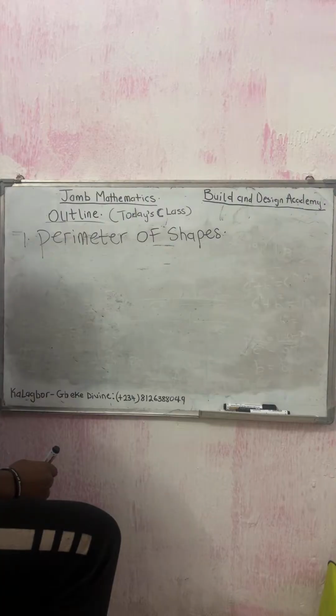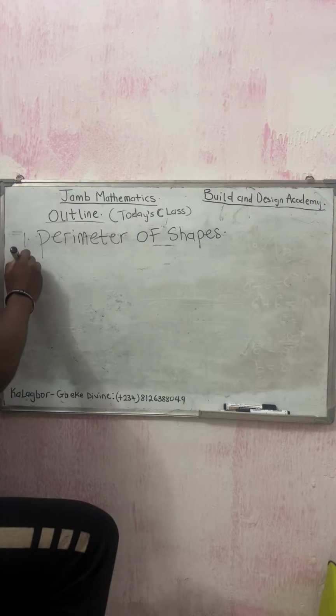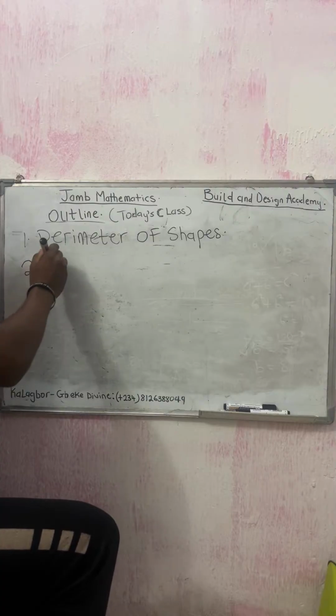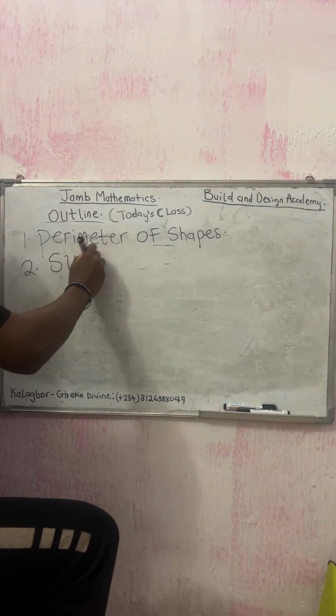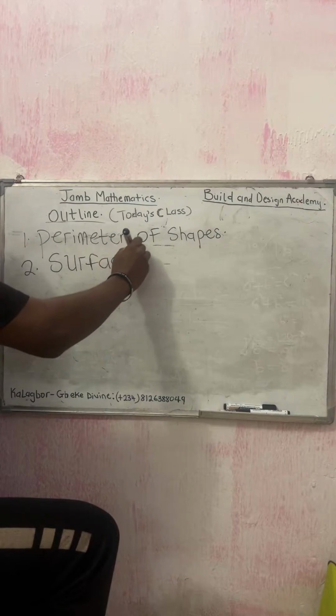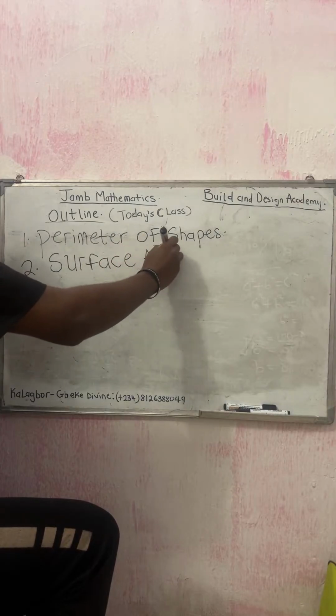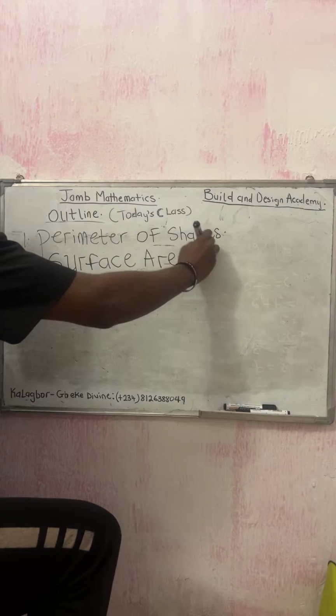After looking at perimeter of shapes, we look at surface area of solids.